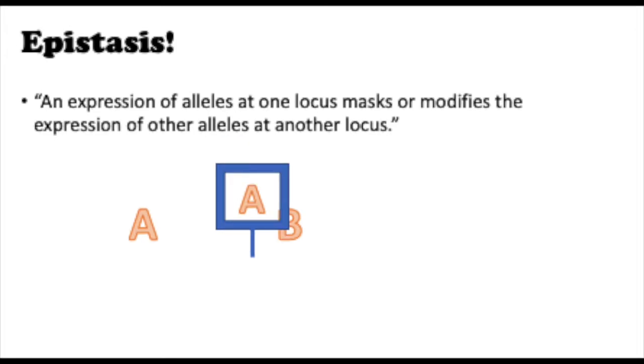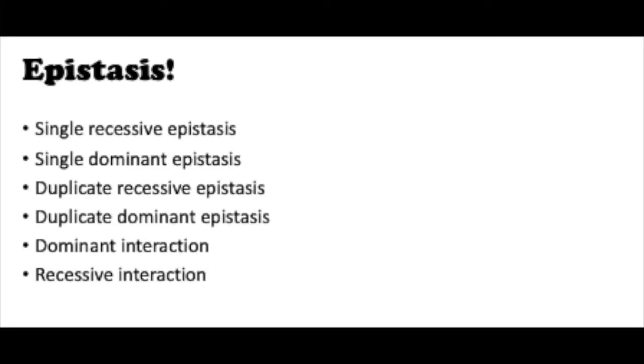This would be an example where the big A allele is epistatic to the big B allele. Whatever allele is paired with big A will get a mask from the big A and make it look like a big A, even though it's not. There are 6 types of epistasis: single recessive epistasis, single dominant epistasis, duplicate recessive epistasis, duplicate dominant epistasis, and dominant/recessive interaction. One important thing to realize is that epistasis is an interaction between products of different genes, and dominance is the interaction between different alleles at one gene.